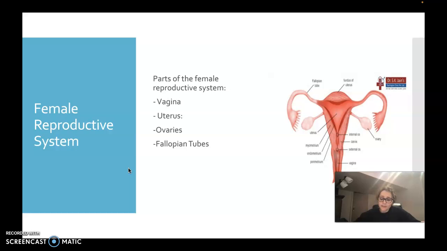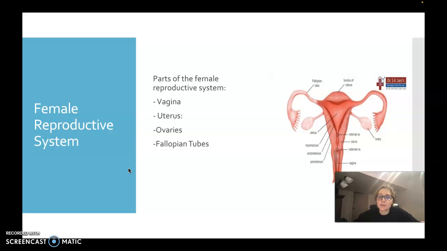The first part that we're going to be talking about is the vagina, which is basically a canal that joins the lower part of the uterus, what we know as the cervix, to the outside of the body. The vagina is known as well as the birth canal.